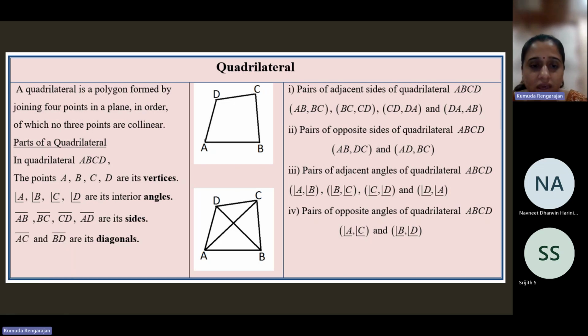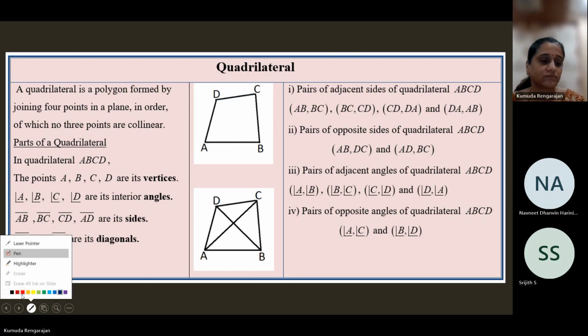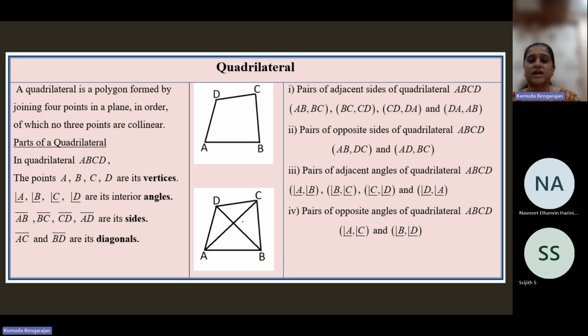You can see here, AB, these are the vertices here. CD, these are the vertices. No common vertex. That's why they are opposite sides. So that's about adjacent sides and opposite sides.